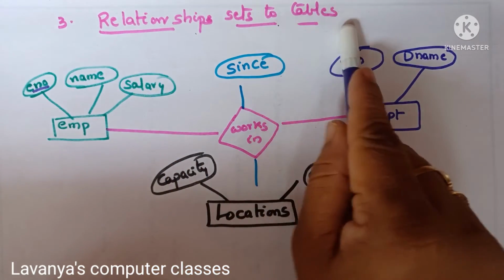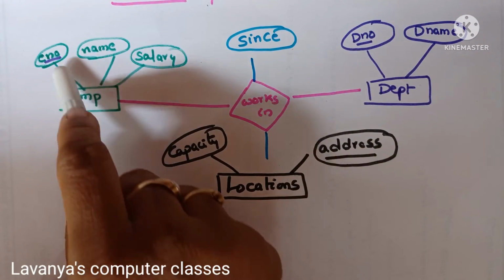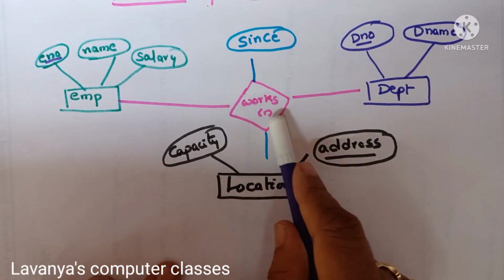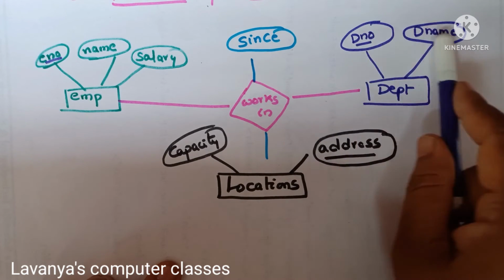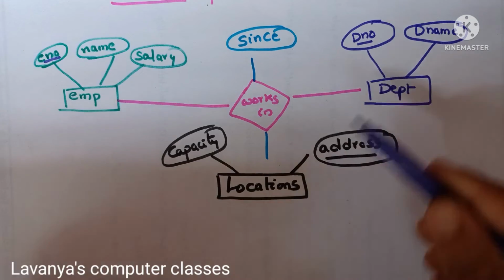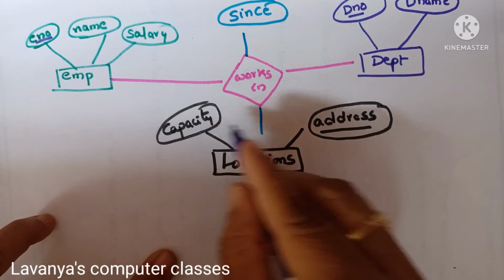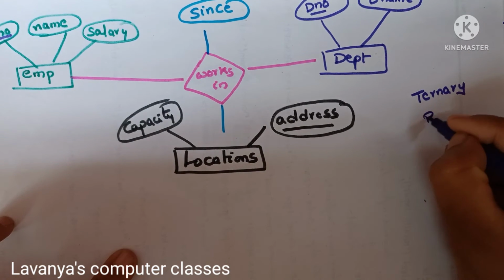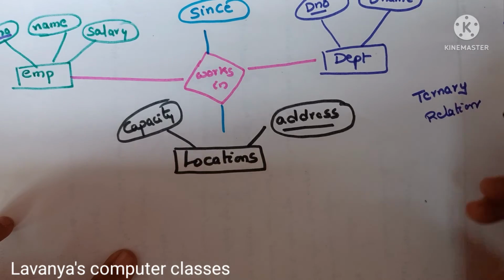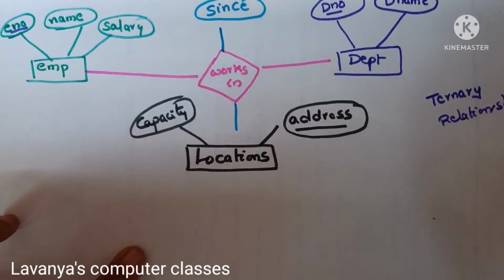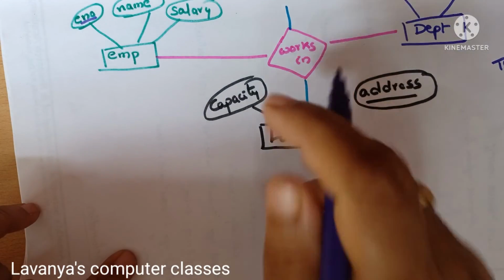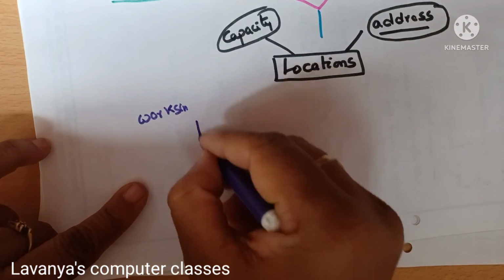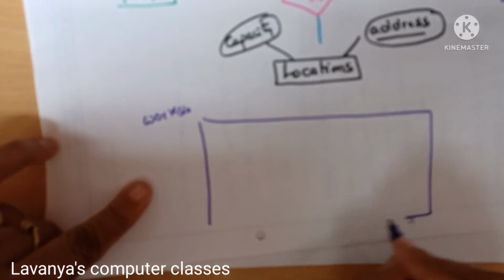Third one is converting relationship sets into tables. Here I took three entity sets. One is the employee entity set with attributes employee number, employee name, salary, and then department number and department name. Both are related with one relationship, works in, and one more entity set is locations. So this is an example of a ternary relationship, because one relationship connects three entity sets: employee, department, and location. How can you convert this relationship into table form? What is the relation name here? The relation name is works in, so the table name is also works in.